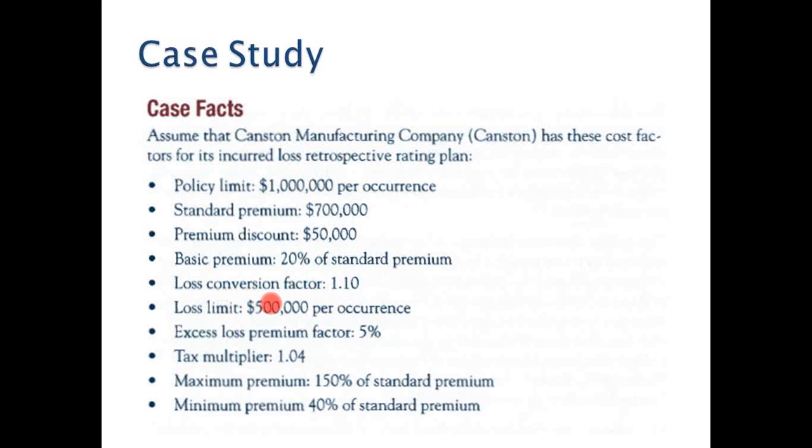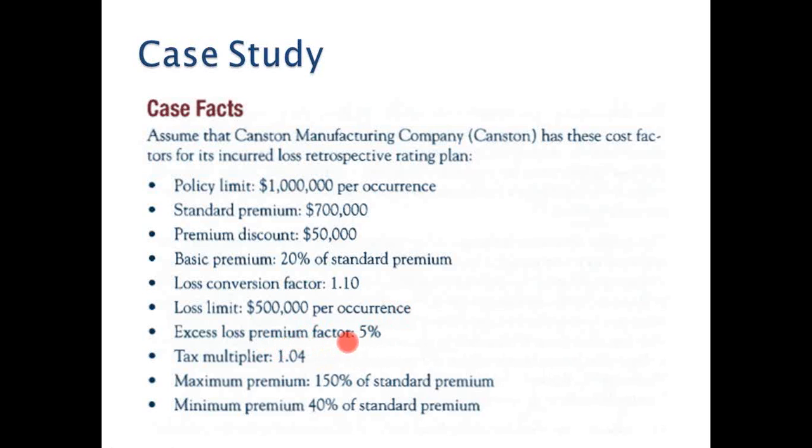The loss limit is, in this case, $500,000 per occurrence. Actually, I need to step back here. They actually included this. This shouldn't say policy limit per occurrence. It should have been $1 million total as the policy limit on this. The loss limit on this one is $500,000 per occurrence. So each claim in this case would be $500,000, the most I would pay for each individual loss.